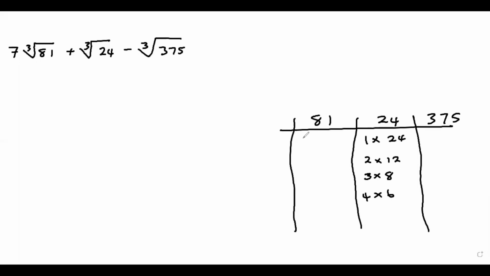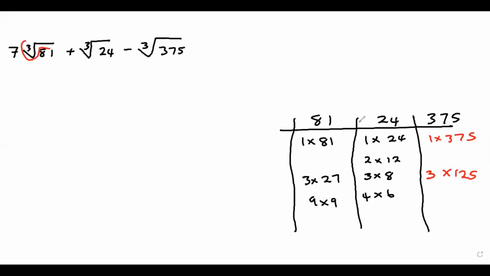So for 81, you'd have 1 times 81, 3 times 27, and 9 times 9. So based on the pattern that I'm seeing here, it would look like we have 3 being in common. So that means the next one would be that 3 would be for the 375. So we'd have 1 times 375, and we'd have 3 times 125.